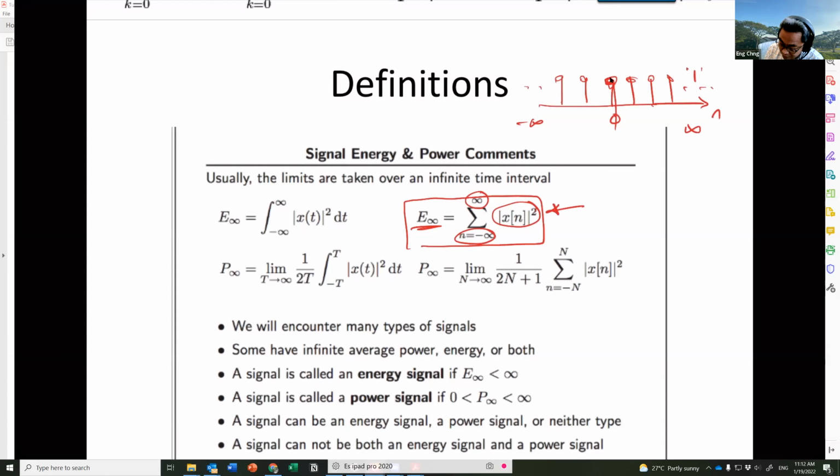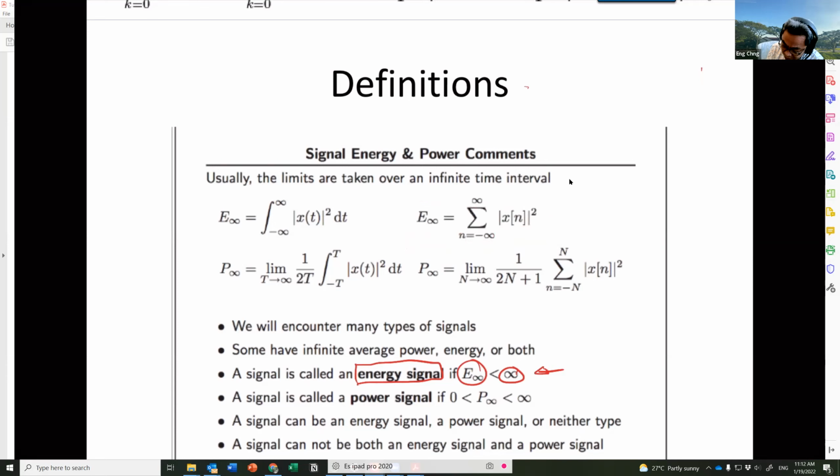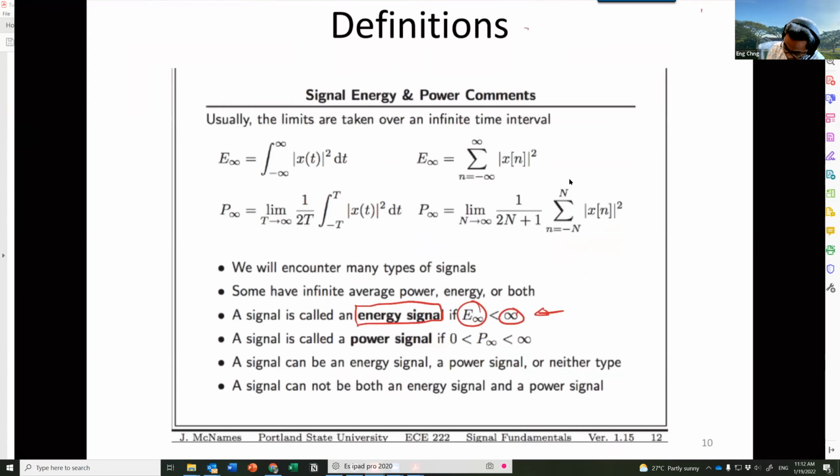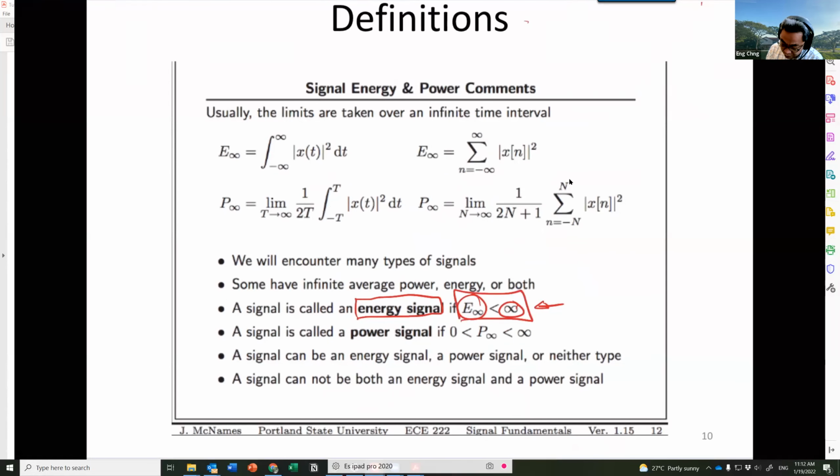Right. So if the energy is infinite, it is not an energy signal, because we say that it is an energy signal only if the energy is less than infinity. All right, so this is the definition. Sometimes we ask you, is this sequence an energy signal? And if this is true, then it is an energy signal.